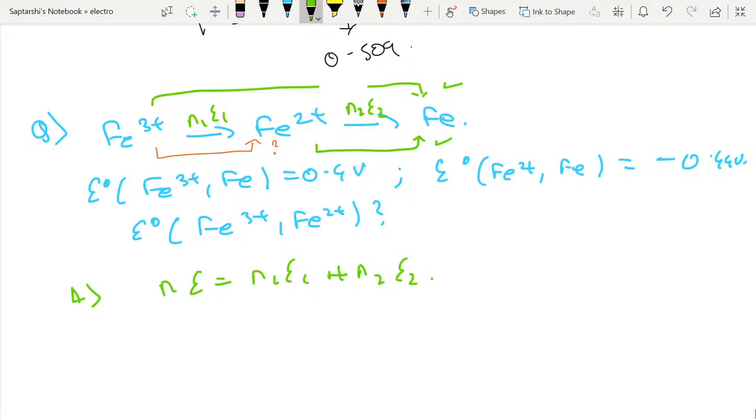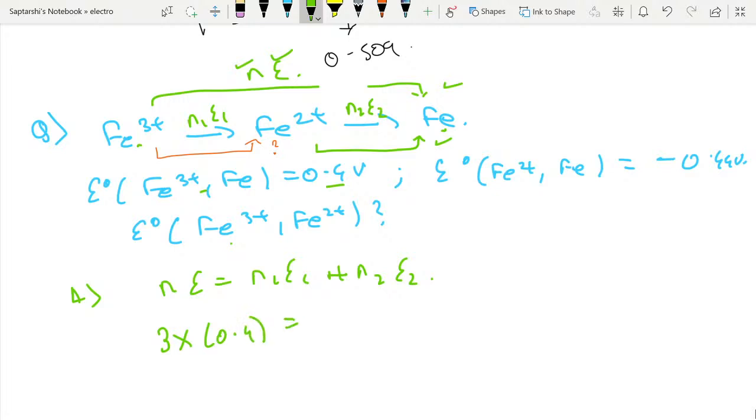This whole thing will be our nE. n is the number of electrons, E is the EMF. So what is the number of electrons we require for Fe3+ to Fe? We need 3 electrons. So it will be 3 into, what is the EMF for Fe3+ to Fe? It is 0.4. Just replacing values right now.